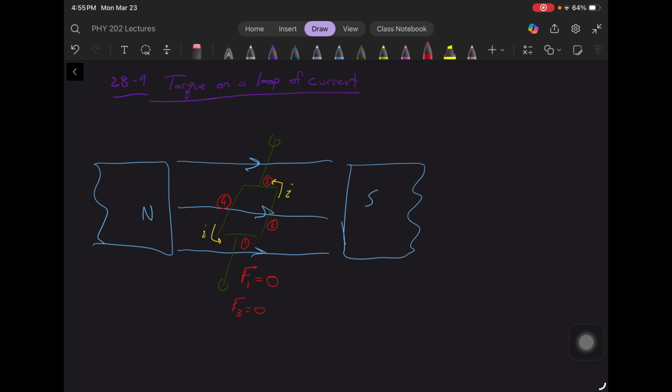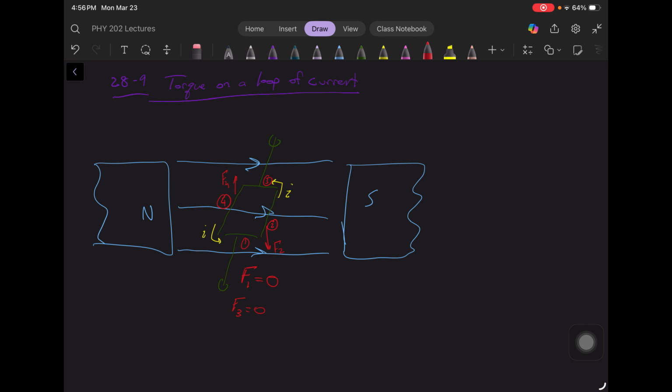If we have the current going this way, magnetic field going this way, pointer finger goes in the direction of the current because that's our velocity. Middle finger goes with the magnetic field. And our thumb points down. And so we get F2 points down. Then we do the same thing for F4. Our velocity's going this way, magnetic field's going this way. So our pointer's coming kind of out of the page. Our middle finger's going towards the South Pole. And we get our thumb points up.